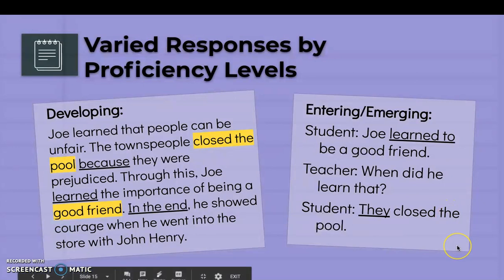At this point, the teacher is just fine to prompt. When did he learn that? Then the student can answer again in a simple sentence. This is a little tip when you are differentiating for level 1 and 2. Oftentimes you may have to split up the response with a teacher prompt in between to ensure that students get all of the outcome that you want all of your kiddos reaching.